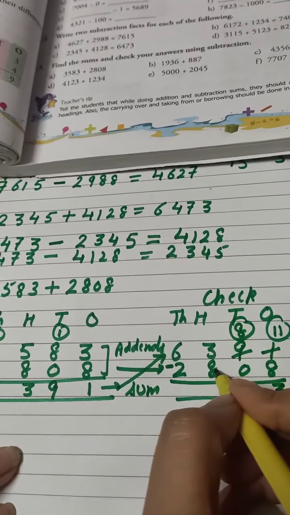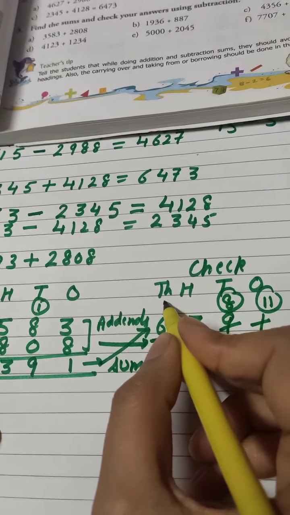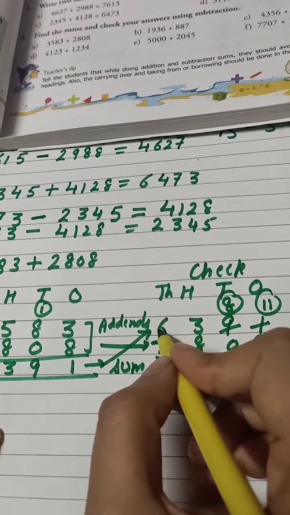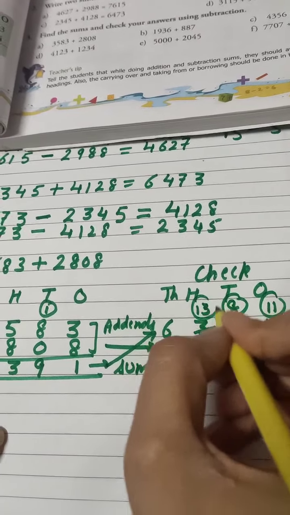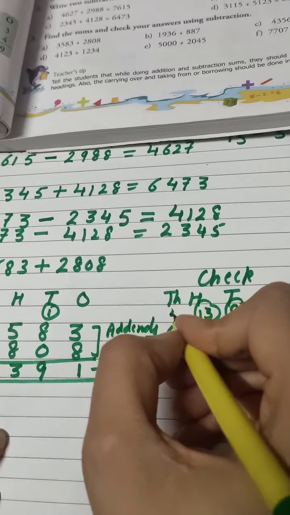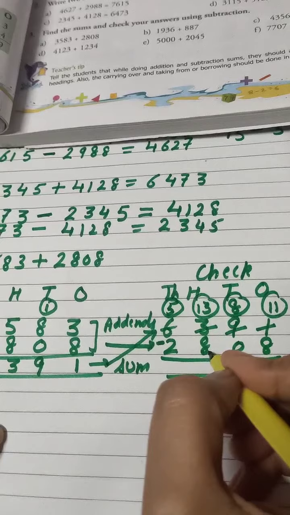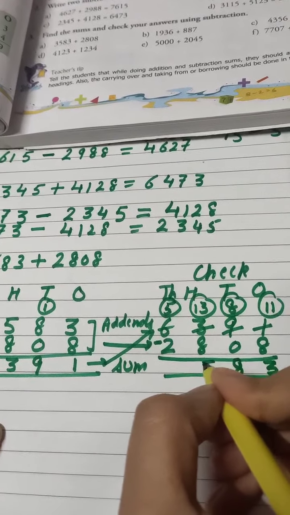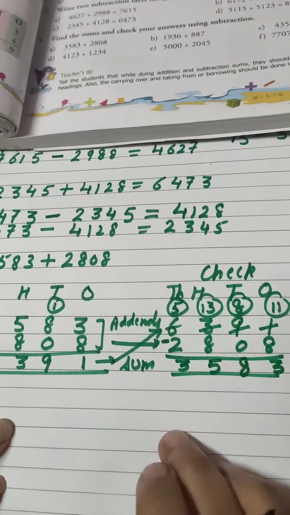Yes, student, 3 minus 8. This is not possible. So we will take one borrow from the thousands place. Now take one borrow from this 6. So this 3 becomes 13. And this 6 becomes 5. Okay, student, 13 minus 8. Yes, 5. 5 minus 2, 3.